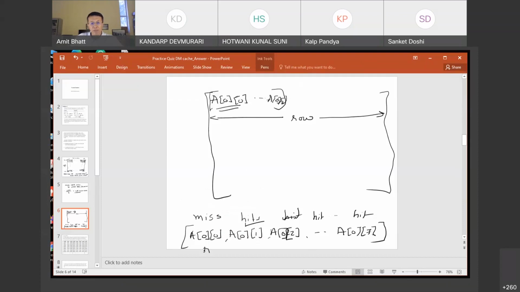The next one, when my processor asks for A08, again, that would be a miss. So my memory management unit will go and fetch another block, which is A08 to A0, what would be the last one? 15. Right. It will be A015. 8 total, 8 elements you are bringing in.